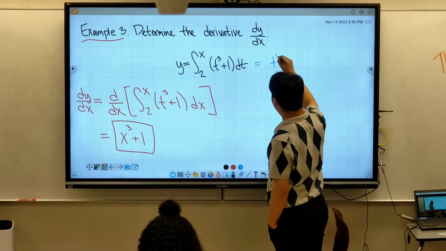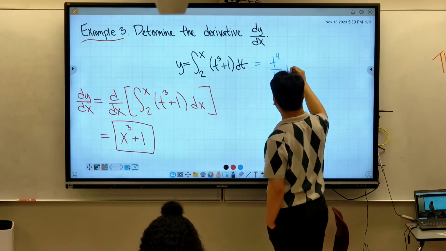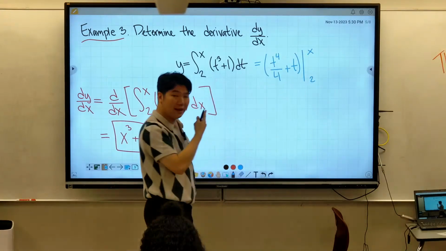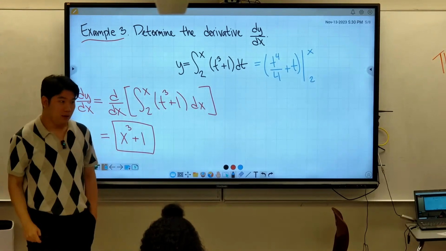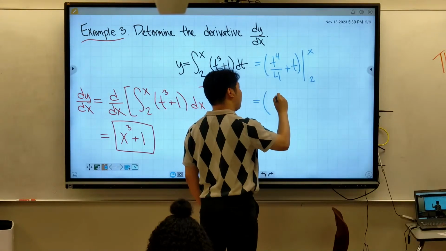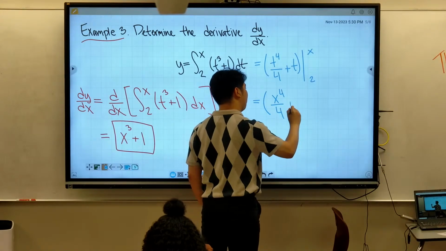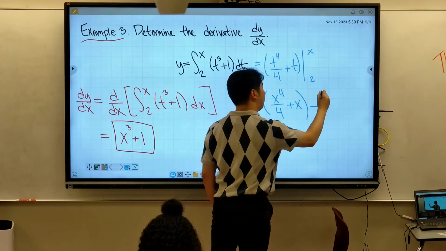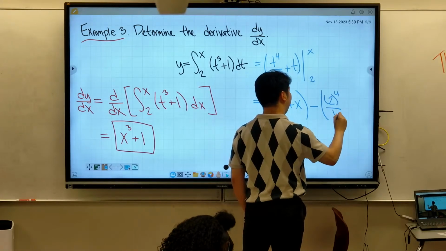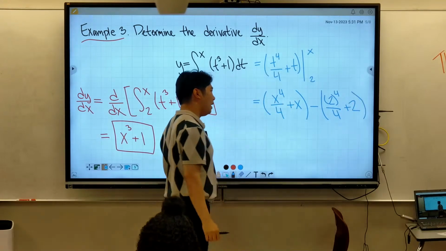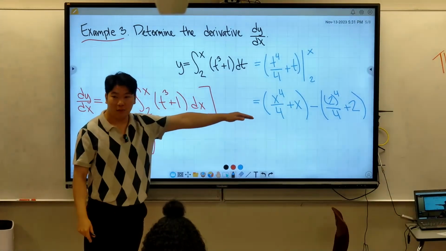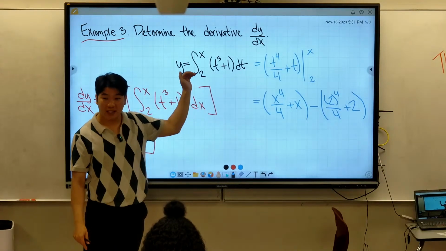We get t to the 4th over 4 plus t from 2 to x. That's getting the antiderivative, right? And then plugging in x and 2. If I plug in x, I get x to the 4th over 4 plus x, minus plugging in 2, I get 2 to the 4th over 4 plus 2. And then we can clean that up. This is what the function y is. But I don't want y, I want dy dx.